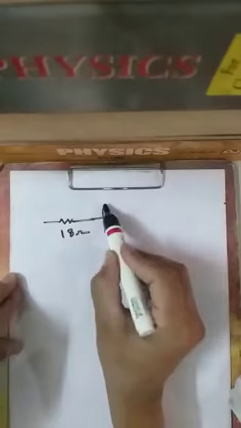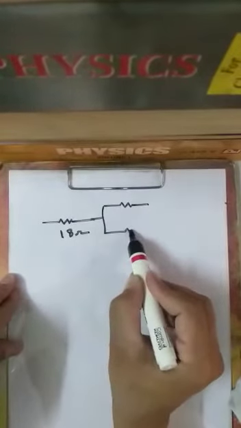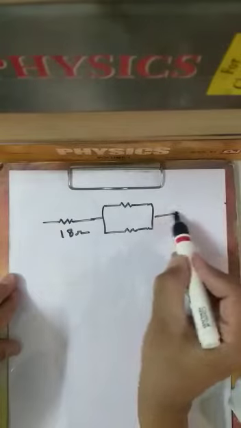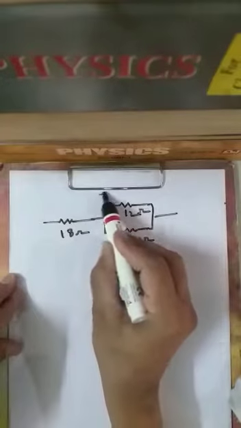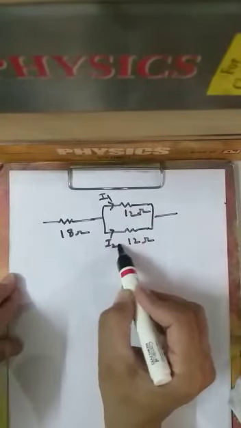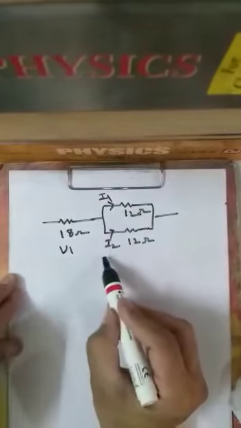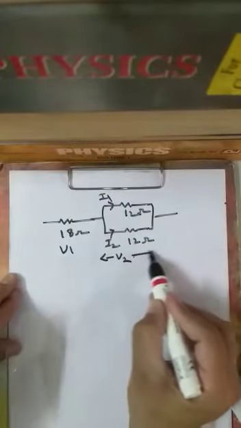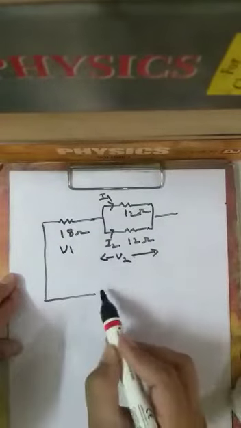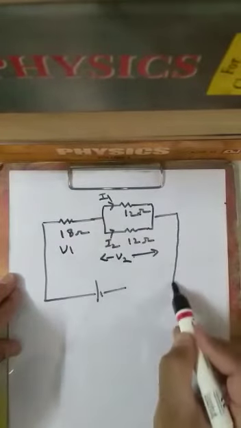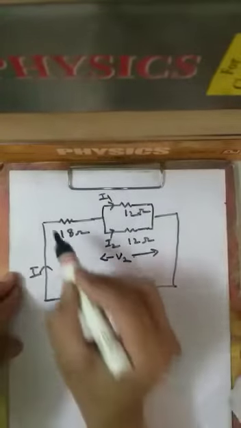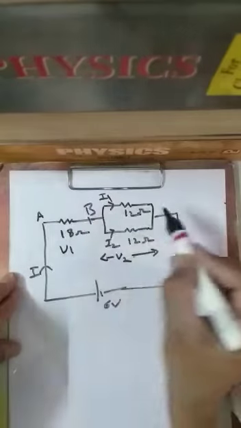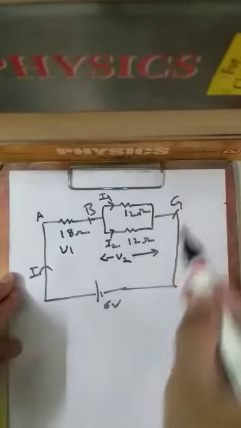This is 18 ohm, this is 12 ohm, we have calculated. This is 12 ohm. Here the current is I1, here the current is I2. This is potential V1 and across the parallel V2. This is a cell of 6 volt. Here current is I. This is A, this is B, this is G.